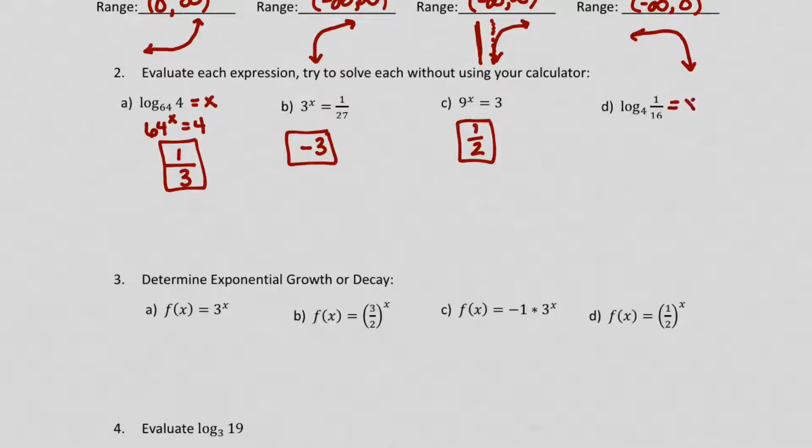And again, if we say this equals x, so 4 to the x equals 1 over 16. 4 to what power gives me 1 over 16? So to take 4 and make it a fraction, it has to be negative. And then 4 squared is 16.